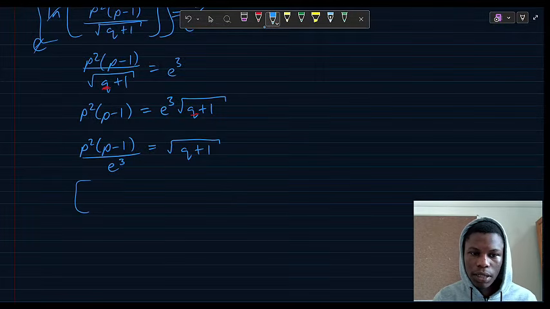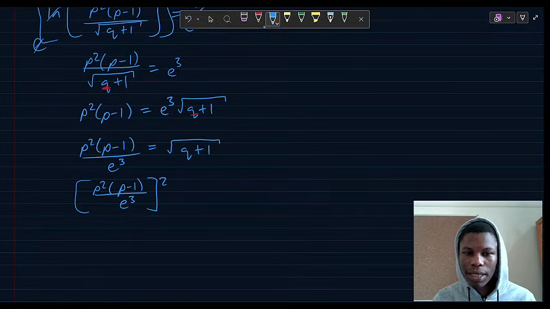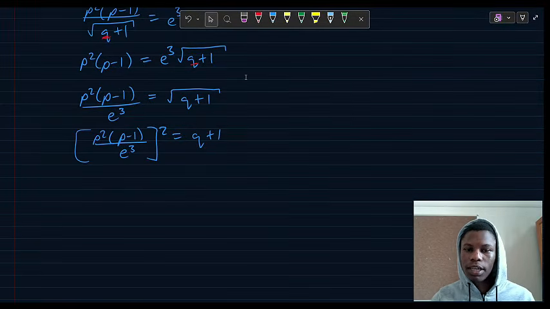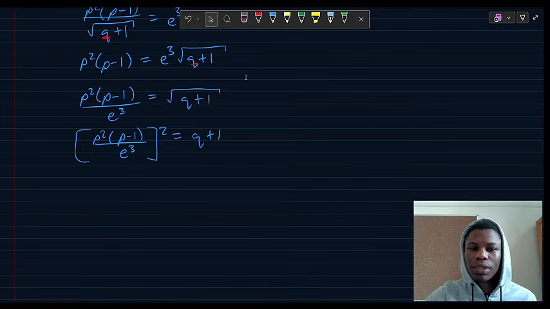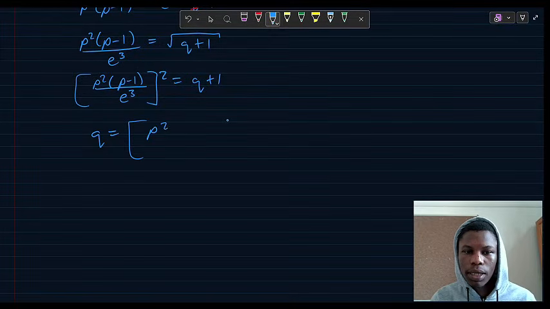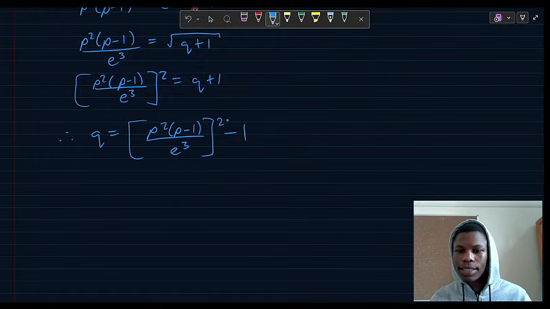So now I've got p squared multiplying p minus 1 over e cubed, and this is all squared. This is equal to q plus 1. Now just subtract 1 from both sides to isolate the q. So you've got q is equal to p squared times p minus 1 over e cubed, and this is all squared, minus 1. And that there is q in terms of p.